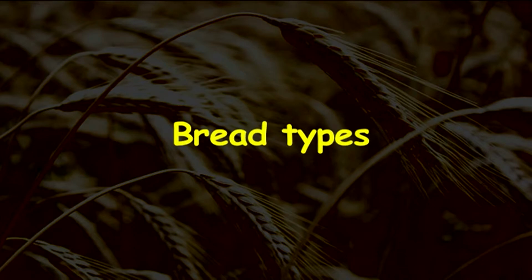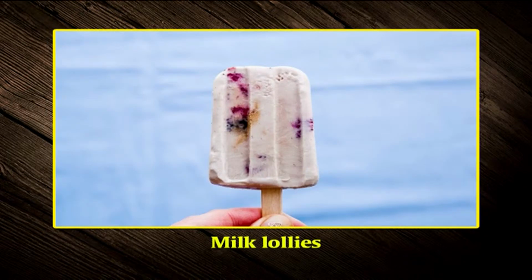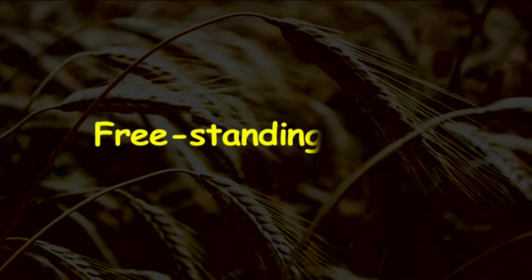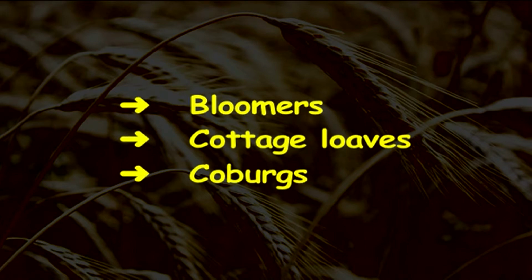Bread types. The main bread types can be divided into four broad categories. Pan breads, that is, products based on placing a piece of dough in a metal pan for the proving and baking stages. Examples are the sandwich loaf, open top pan breads, milk rolls, and malt loaves. Free-standing breads, that is, where the dough product is proved and baked without the aid of a pan to constrain and support the sides of the dough. Examples of this type of product include bloomers, cottage loaves, and Coburgs.